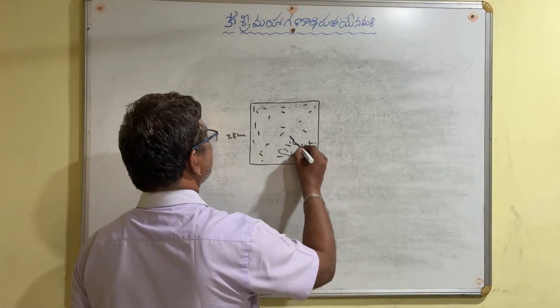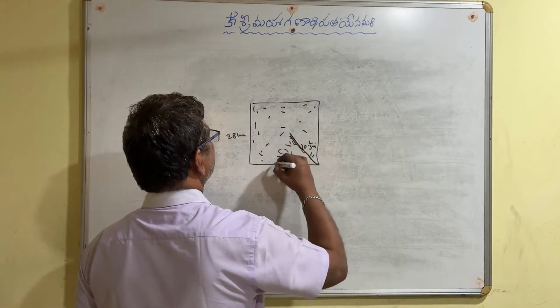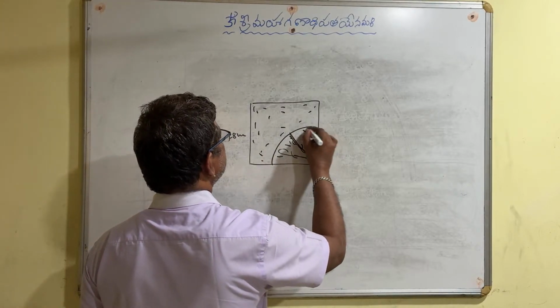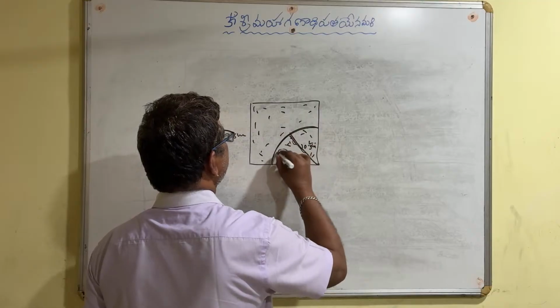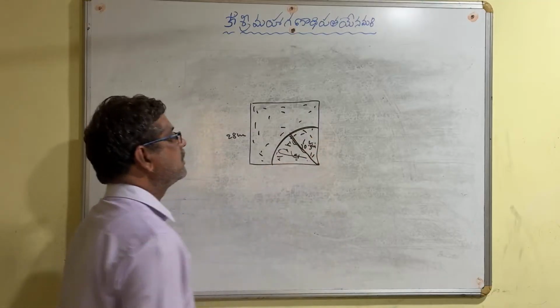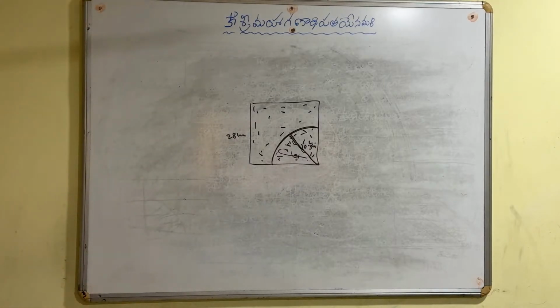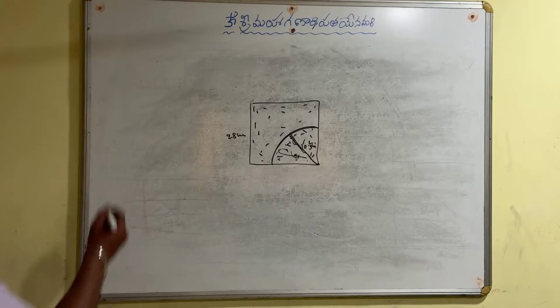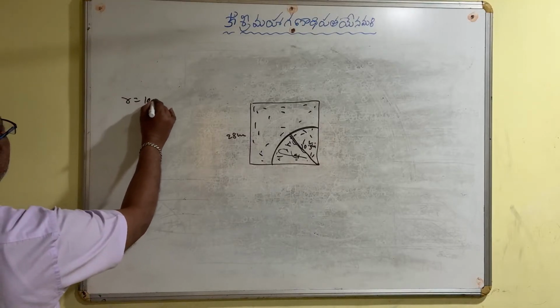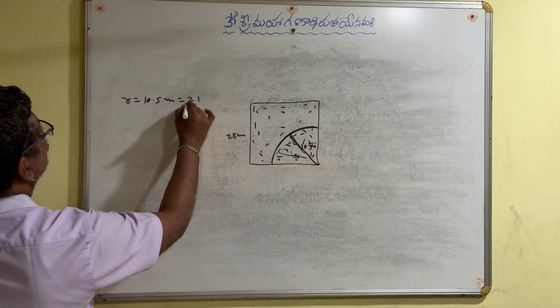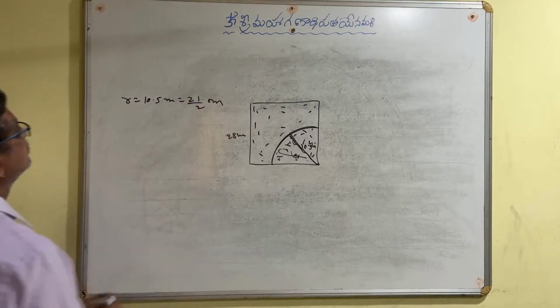How much thread is there? That much of the field it can graze. Is that right? The area, this area, the cow can graze. That means it is a sector of radius 10.5 meters. That much area it can graze. Is that right? So the radius is 10.5 meters, which is 21 by 2 meters.